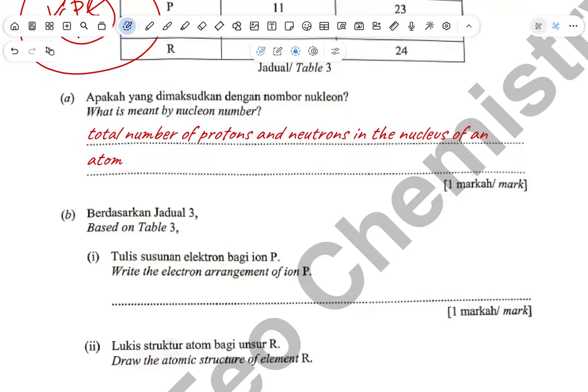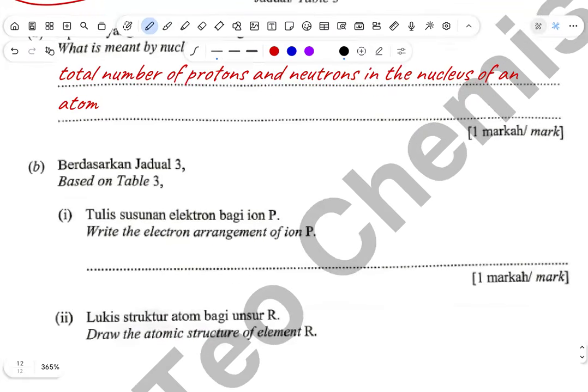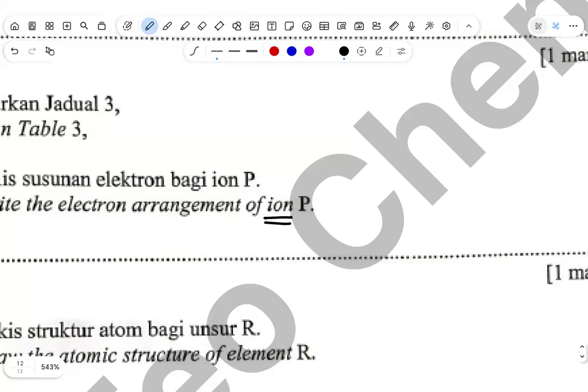Okay, so that's nuclear number. Second one, write the electron arrangement for ion P. So you have to be careful. Sometimes in chemistry, what makes a difference is the word ion and atom. Sometimes ion and atom, they are different.